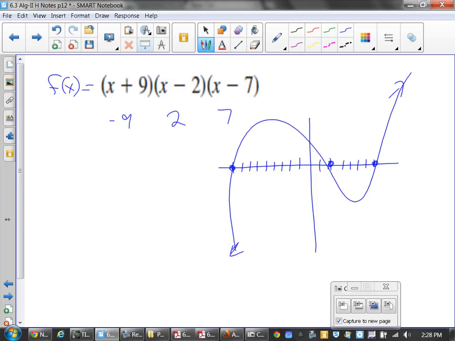Yes, ma'am? How did you know it wasn't like... If you multiply these out, would you agree that you wind up with x squared, and then if you distribute again, you get an x cubed? Would that first term be positive? Yeah. That's how I'm doing it.